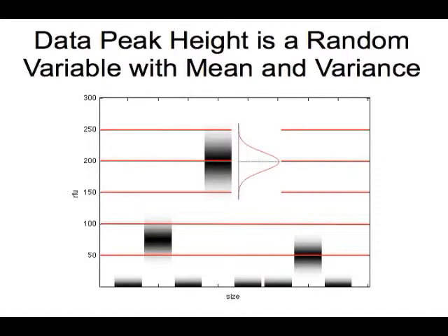So the peak height of the data in EPGs is a random variable that has a mean and a variance. Let's take each separately. Because it's a mean, it suggests that there's a probability distribution of what the underlying quantity of DNA actually is, as reflected by the peak that you happen to observe at the center of that probability distribution.